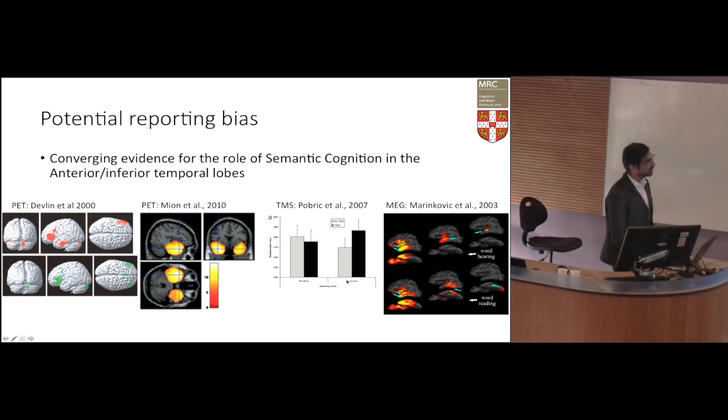Here's a TMS study that stimulated the left anterior temporal lobe, and they found systematic slowing in tasks requiring semantic cognition versus tasks that didn't. And here's an MEG study that suggested that reading words and hearing words over time leads to activation of the anterior temporal lobes. So there's a huge amount of converging evidence from multiple imaging modalities.